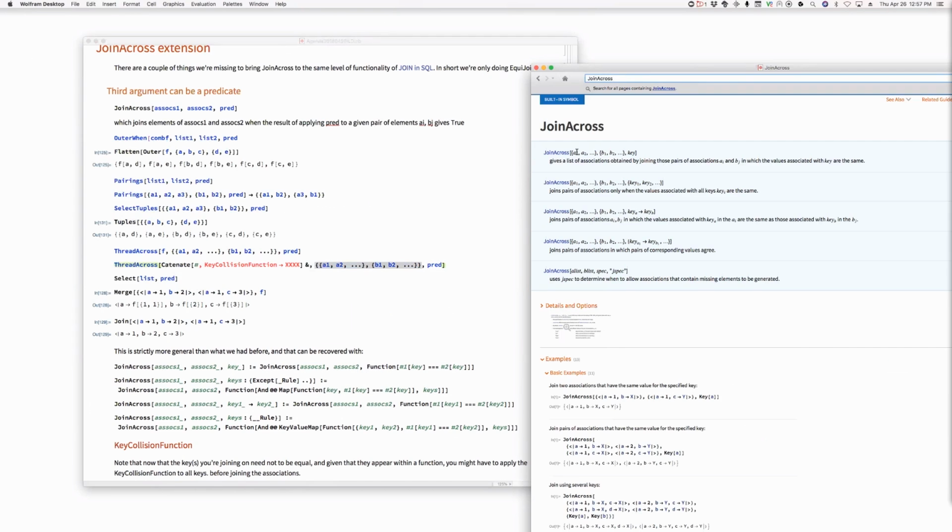No, that's for the key collision function. But Leonid was speaking about the fourth argument. The fourth argument is, so default inner means that it has to match. So that's very simple. And what does left mean? Left means that even if there is nothing that matches on the right, you keep the version on the left. I see. And then you add missing for the ones that don't match. Right is the opposite. Outer is left and right. Okay.